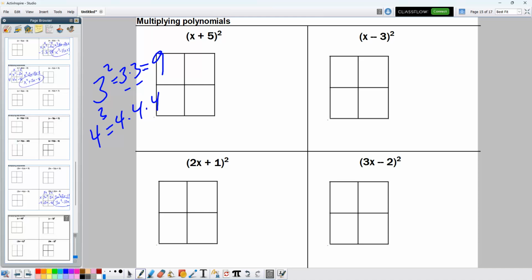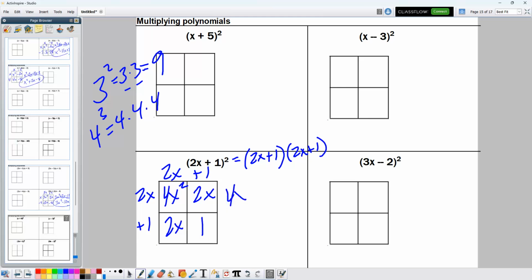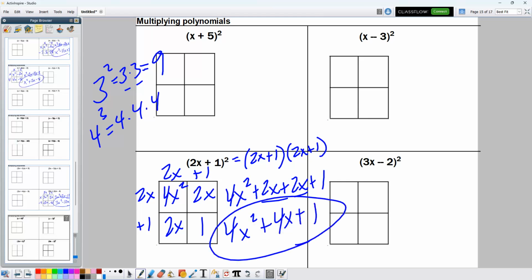So when this says 2x plus 1 squared, that means 2x plus 1 times 2x plus 1. And then you have to do the box. You'd have 2x plus 1 and 2x plus 1. 2x times 2x is 4x squared. 1 times 2x is 2x. 1 times 2x is 2x. And 1 times 1 is 1. I'd have 4x squared plus 2x plus 2x plus 1. Combine my like terms, that's 4x squared plus 4x plus 1.